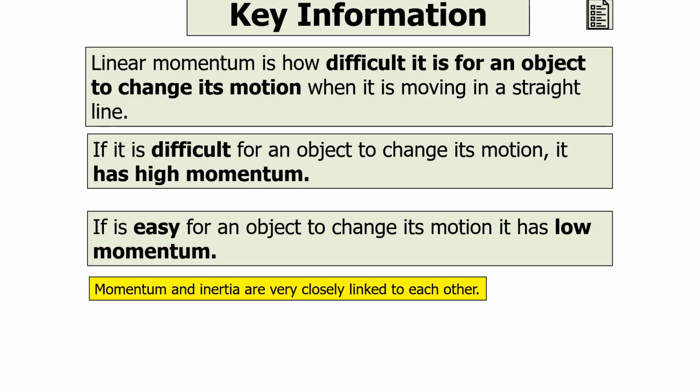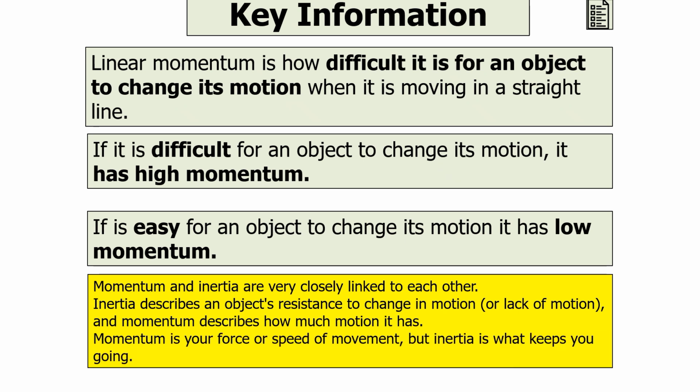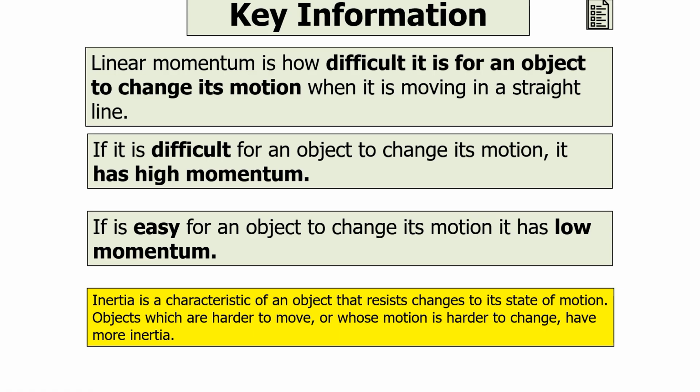Now, the concepts of momentum and inertia are very closely linked to each other. Inertia describes an object's resistance to change in motion or lack of motion, and momentum describes how much motion it has. So momentum is your force or speed of movement, but inertia is what keeps you going. So momentum represents the amount of motion an object has, and we can think of it as a measure of the kinetic energy of an object. Inertia is a characteristic of an object that resists changes to its state of motion. Objects which are harder to move or whose motion is harder to change will have more inertia.